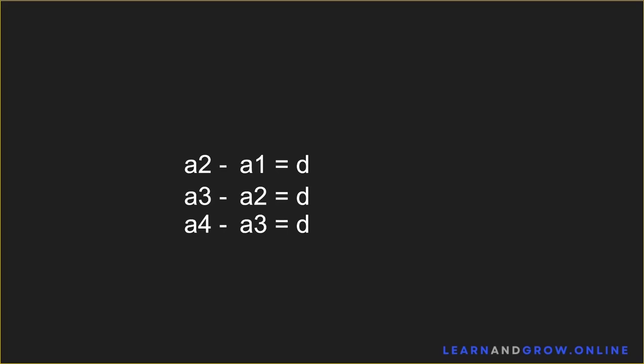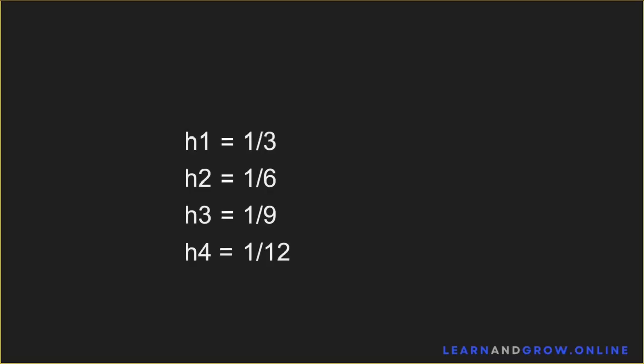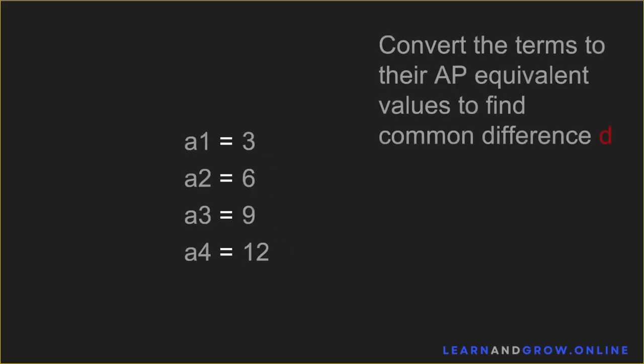So again, to find out if a progression is harmonic or not, you will again need to apply the same principles of the arithmetic progression. So let's say you have these terms in the harmonic progression, right? The first term is 1 over 3, the second term is 1 over 6, the third term is 1 over 9, and the fourth term is 1 over 12. And you need to confirm if this is a harmonic progression or not. So again, as we've seen before, take the reciprocal, so you can find its arithmetic progression equivalent values, and now subtract two consecutive terms to see if they have a common difference or not.